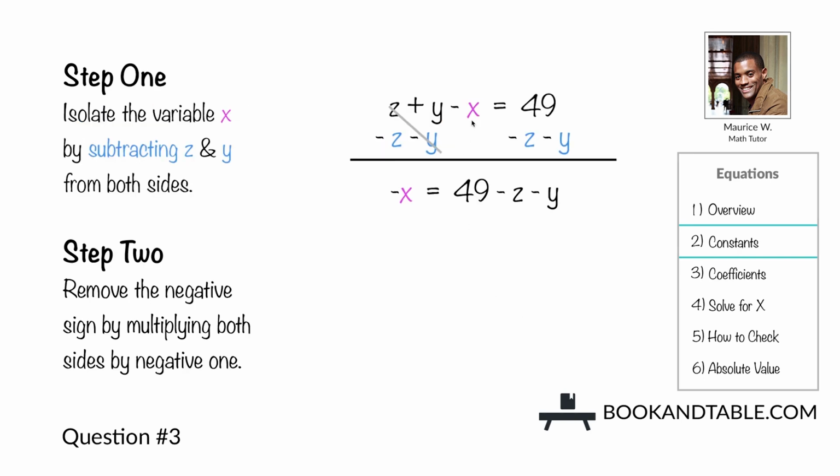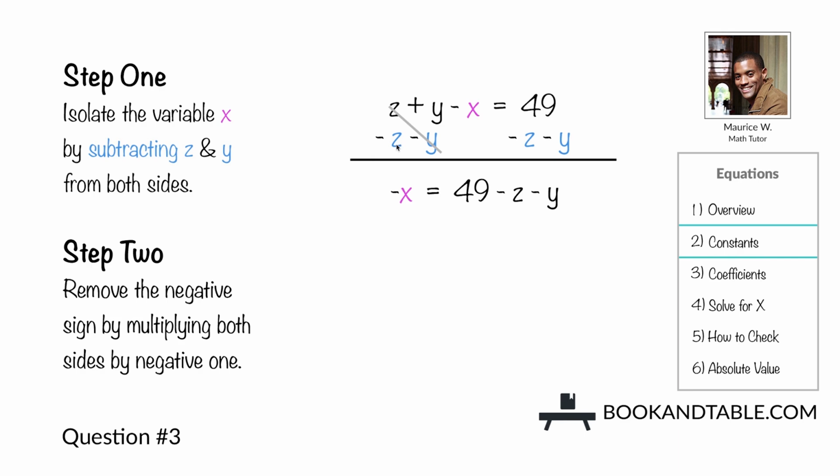Step 1, isolate the variable x by subtracting z and y from both sides. Since we are adding z and adding y on the same side as the variable we'd like to solve for, we want to do the opposite operation, which is subtraction.